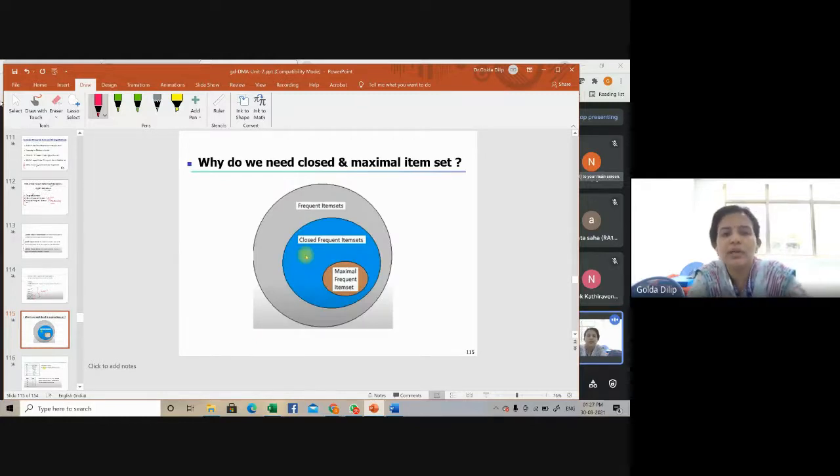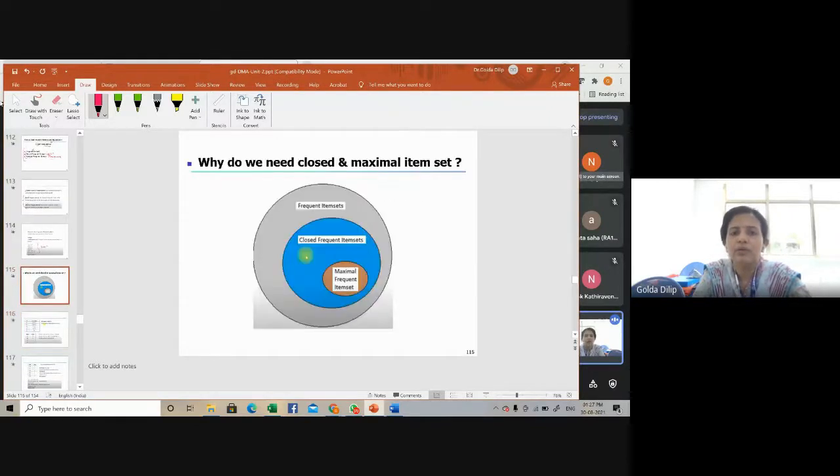Now the question comes, why do we need this closed and maximal item set? You can see from this figure. The superset is actually the frequent item sets. The closed frequent item set is a subset of the frequent item sets, and maximal frequent item set is a subset of closed frequent item sets. These closed frequent item sets, about which we are going to discuss now, are useful when we have a huge amount of data, and are used in association rule mining.